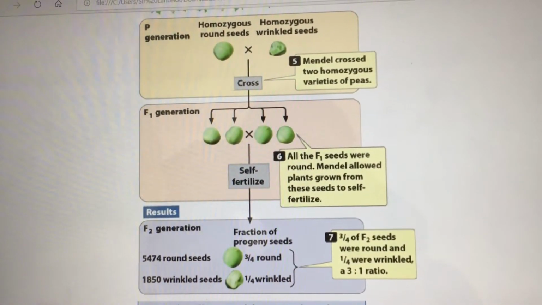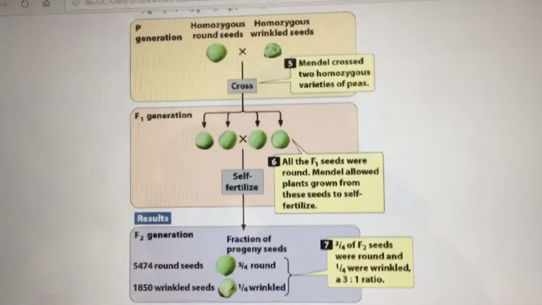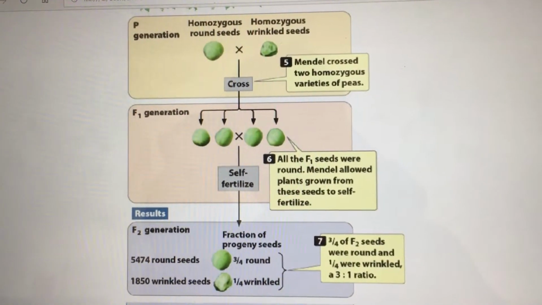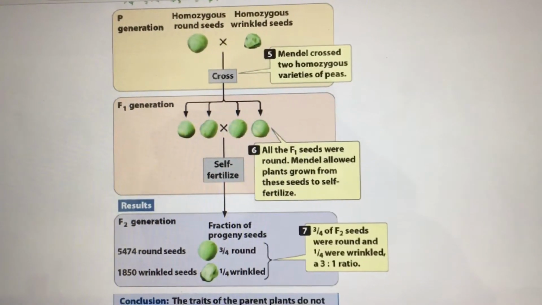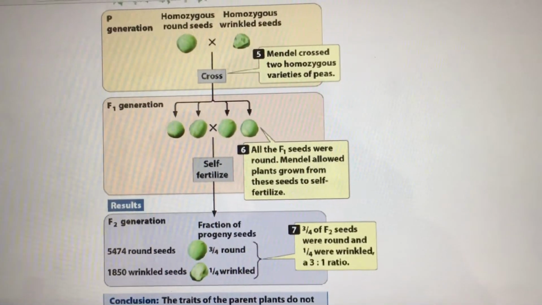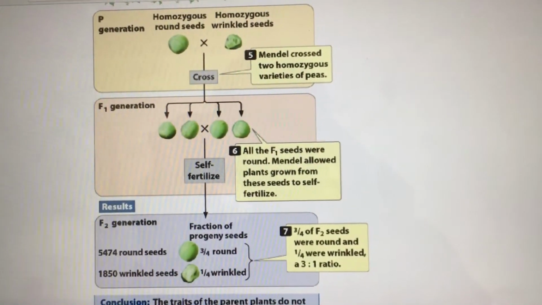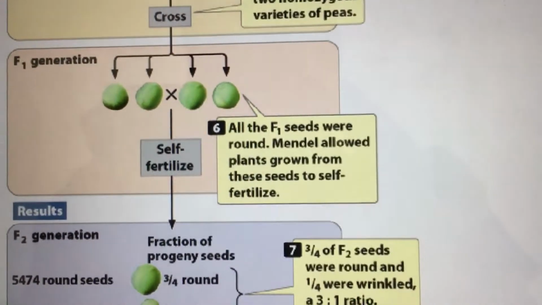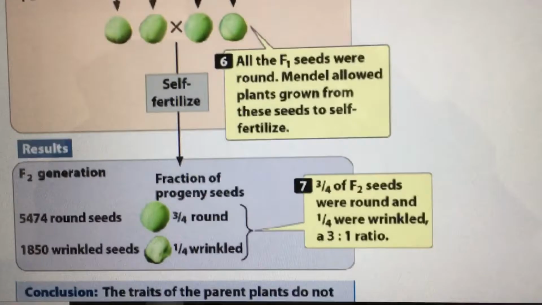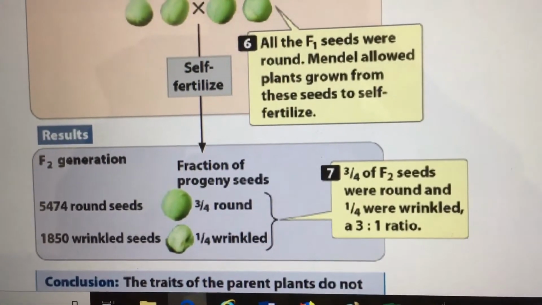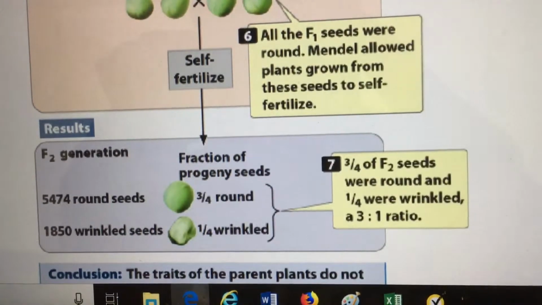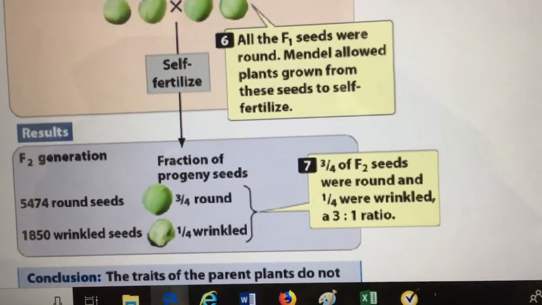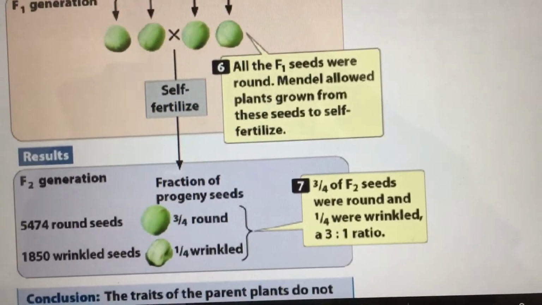This diagram illustrates the concept of the different generations that occur in monohybrid crosses pretty well. So here, the first one we have is the P generation, where he crossed pea plants that produce round peas with a pea plant that produced wrinkled peas. The next one was the F1 generation, where all of them appeared round. And then in the F2 generation, the third generation, only 3/4 were round and 1/4 was wrinkled. So that gives us a 3-to-1 ratio in this monohybrid cross.